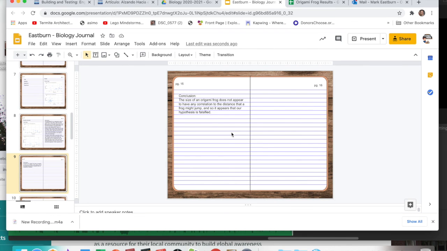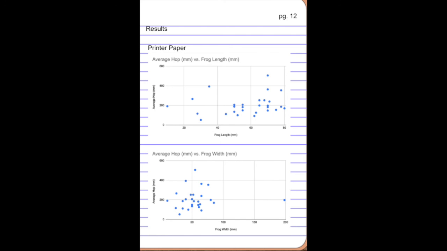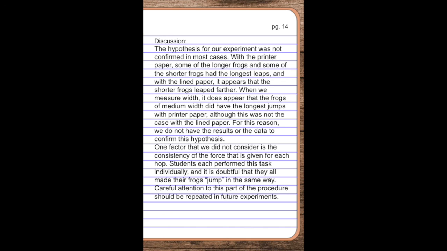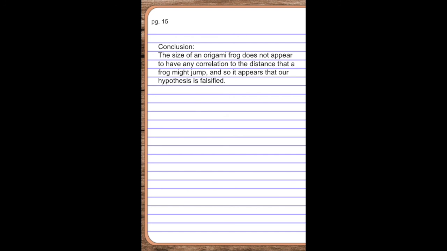That's how your lab notebook should look in order to get the proper grade. Now you do not have to copy my writing word for word. Please do not. But that's basically how you would write an entry into a lab notebook.